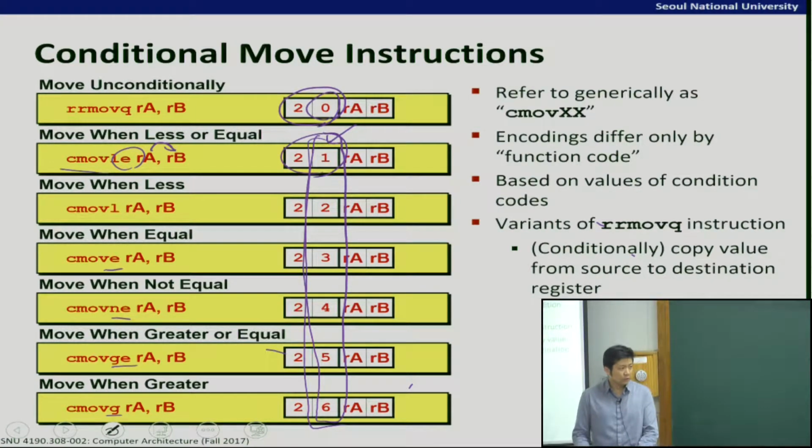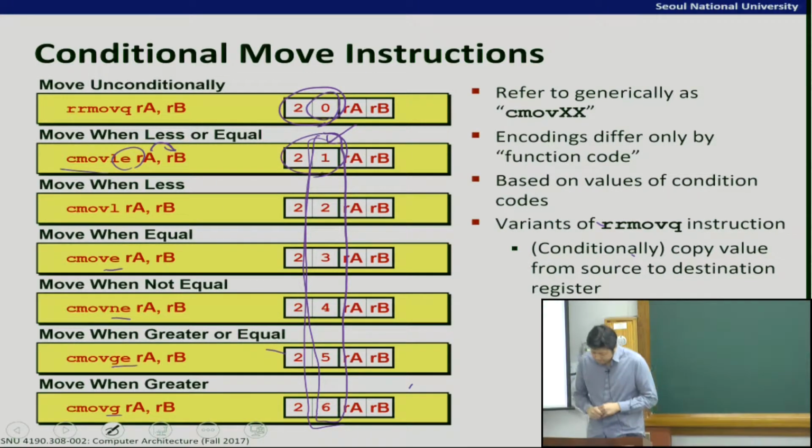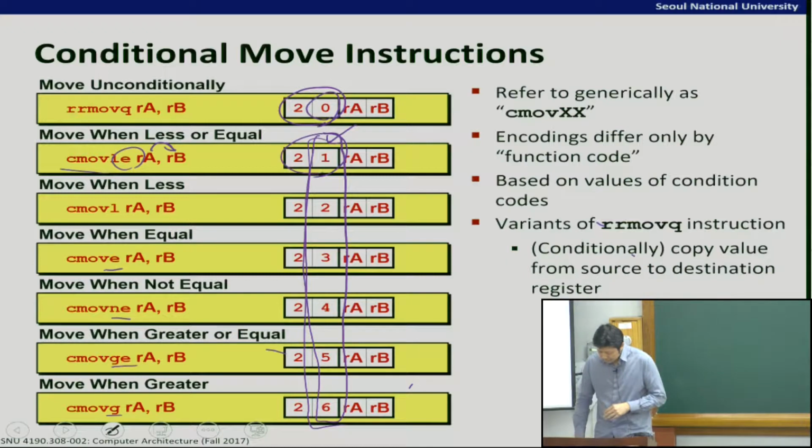So we can use this instruction to implement a short if-then-else and so on, right? It's basically conditionally copying the value from the source to the destination register.